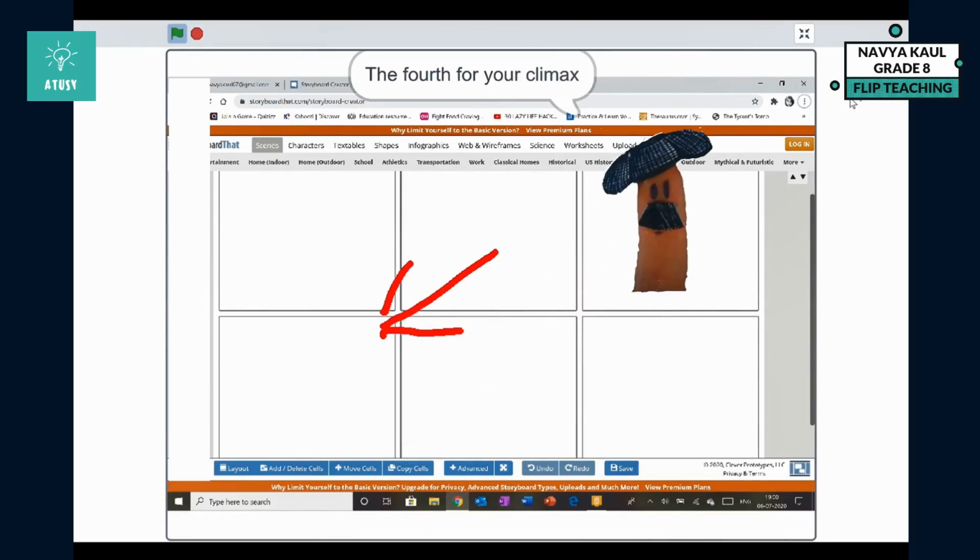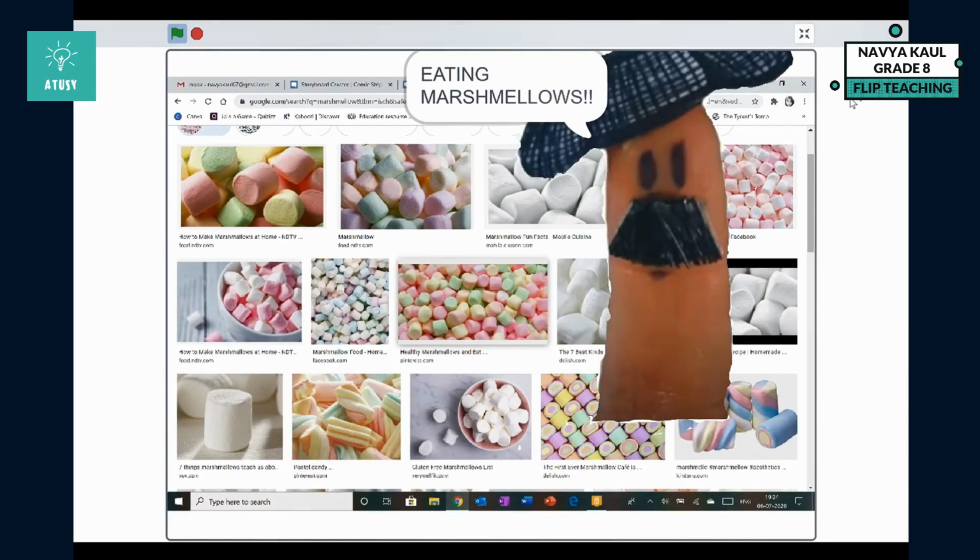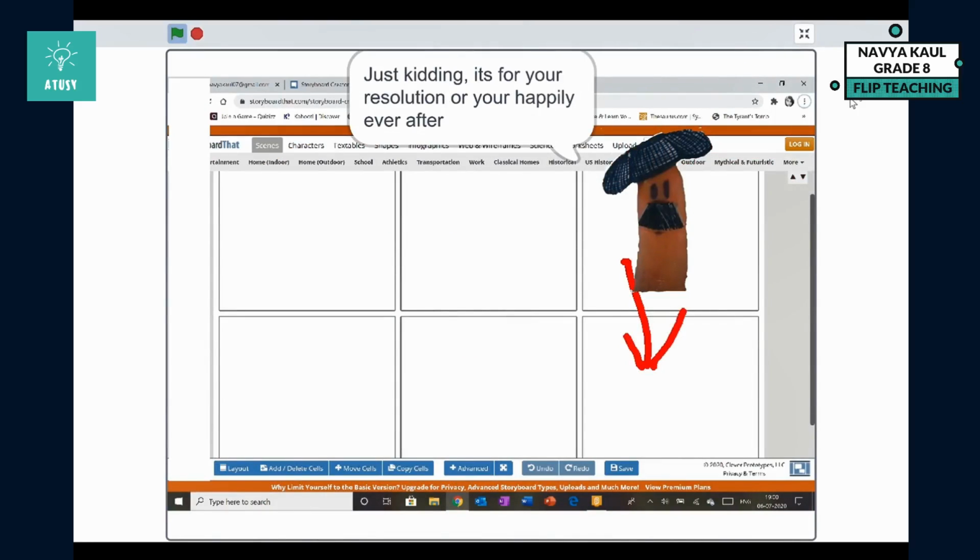The fourth is for your climax. Fifth for falling action. And sixth for... just kidding, it's for your resolution or your happily ever after.